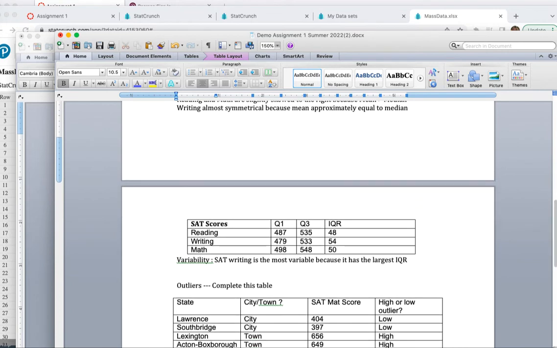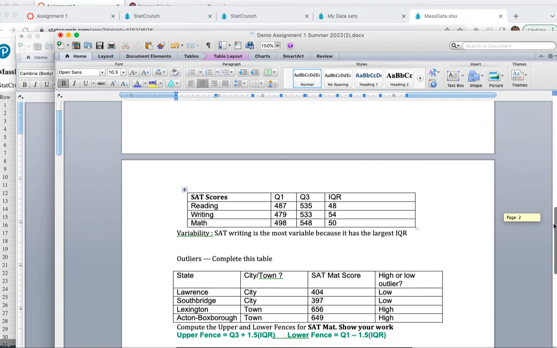So, a question of variability. Which of these SAT scores is most variable? The one that is most variable is the one that has the highest IQR, and that would be SAT writing. So the SAT writing scores are more variable than reading or mathematics.